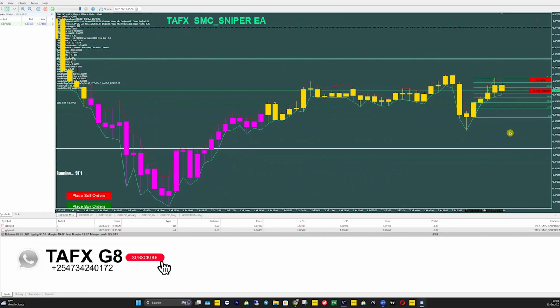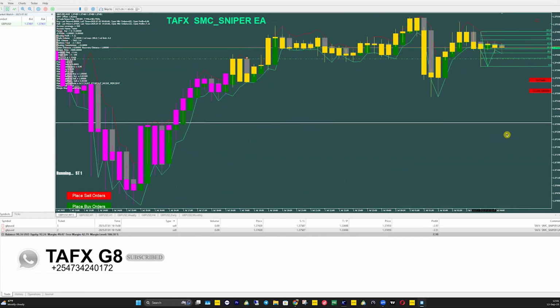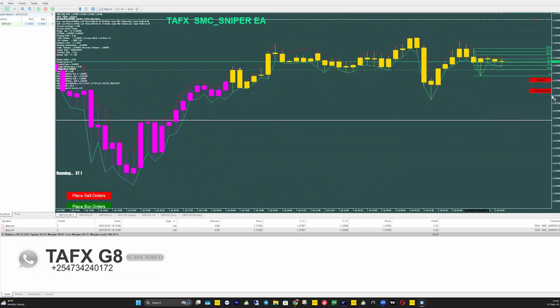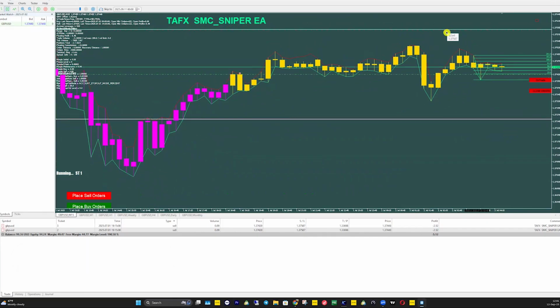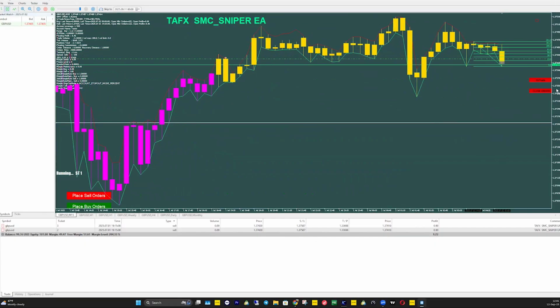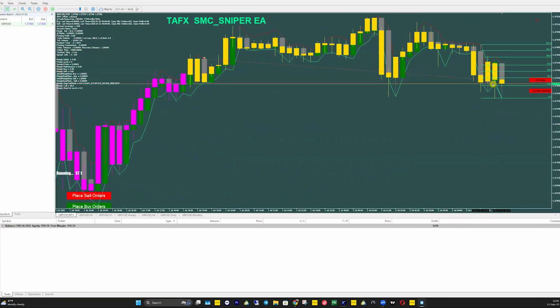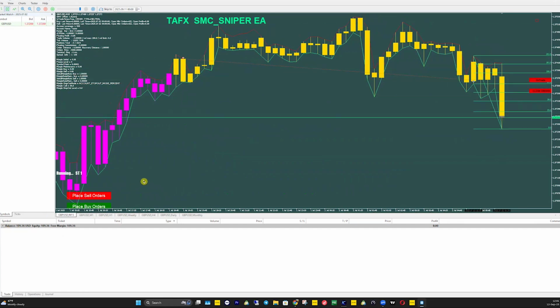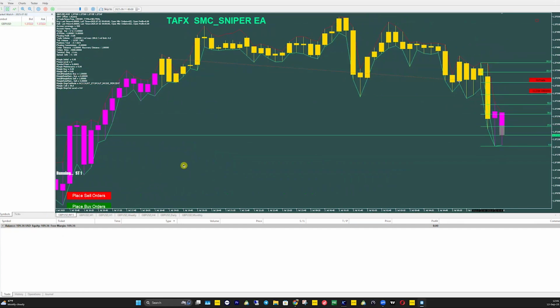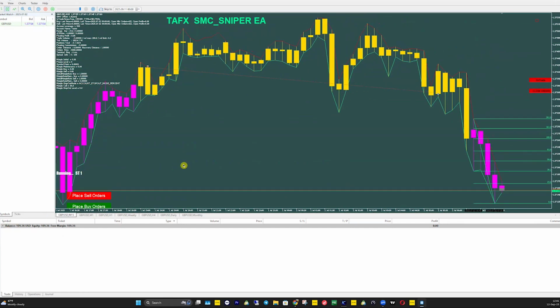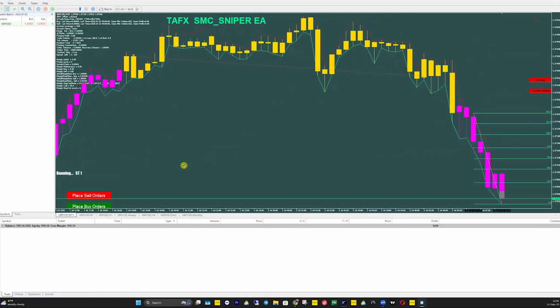Then let us see the power of our SMC. You can see we have a stop loss at this area. We don't have any take profit, because that is the work of the system and the Fibonacci. You can see it has already taken the first profit. Then we wait and see the power of the system, guys. All right.